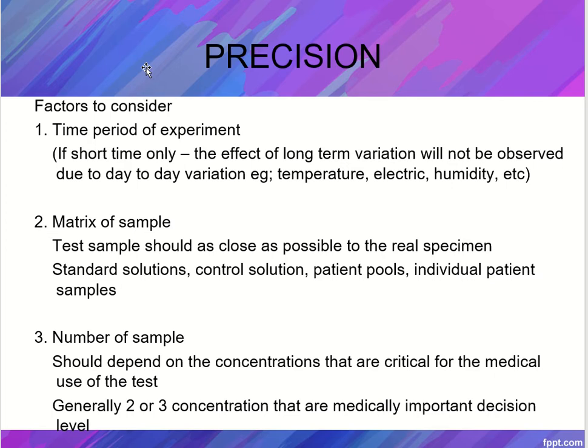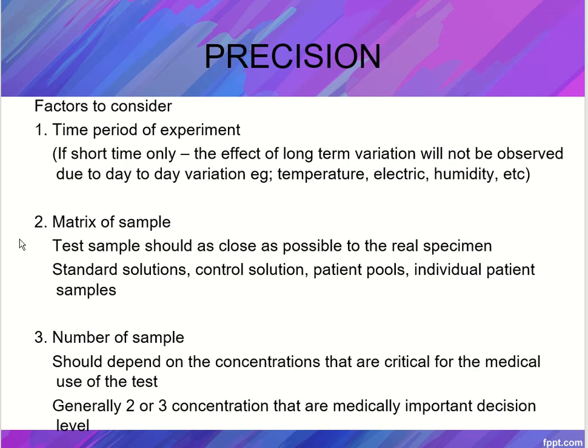So there are a few factors to be considered when you want to do this test. First, time period of experiment. If you use a short time only, then the effect of long-term variation will not be observed, due to day-to-day variation. Example: temperature, electricity, humidity, etc.